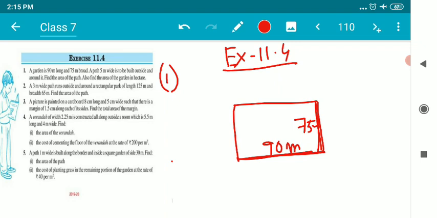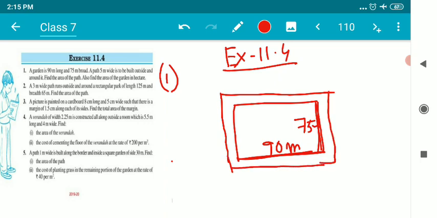A path 5 meter wide is to be built outside, around it. Find the area of the path. Now children, as we can see, there is a path built around the garden. The width of that path is 5 meter. It's 5 meter wide on all its dimensions, by its length, by its breadth. The width of the path is 5 meter.